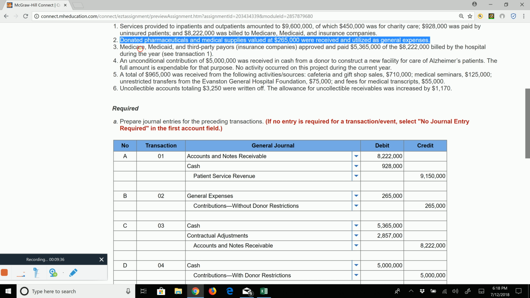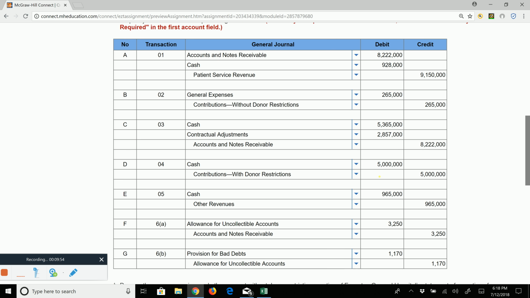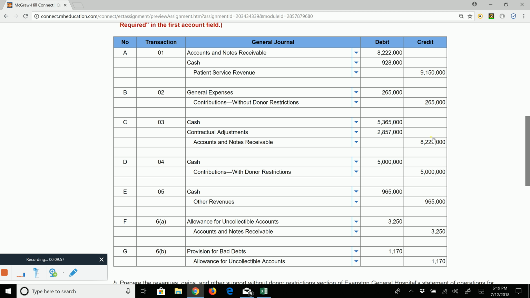All right, number 3. All of those Medicare, Medicaid, and insurance companies, they approved and paid. Out of the $8,222,000 that were billed to them in journal entry 1, only $5,365,000 was paid. The rest is a contractual write-off, a contractual adjustment. So we're going to credit the receivable for the full $8,222,000. It goes away. But we're only receiving $5,365,000 in cash, debit to cash. The other $2,857,000, that is a contra revenue. It's the difference between the gross revenue and the amount the insurance companies have agreed to pay.